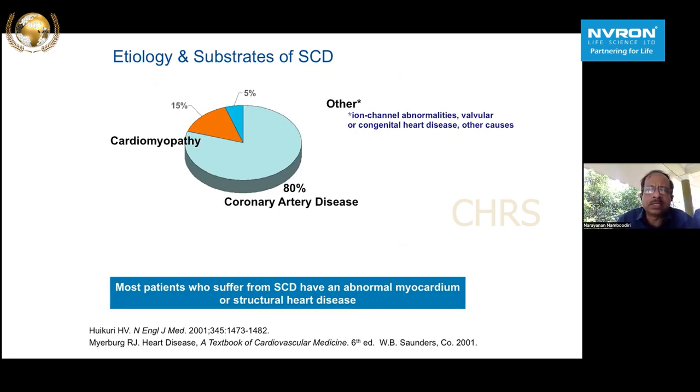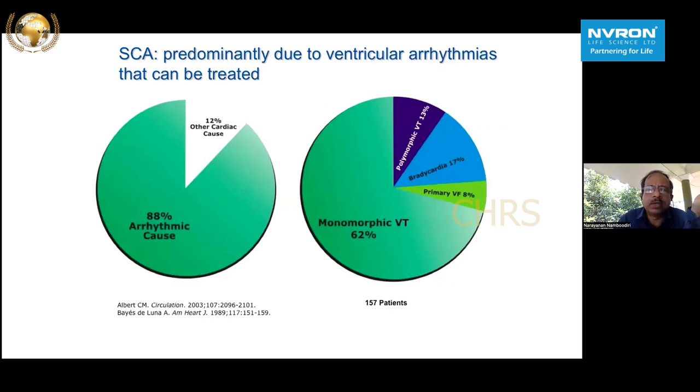80% of the SCDs are related to CAD, and 10 to 15% is related to cardiomyopathy, and almost 5% of them are related to conditions where we don't have any objective evidence of any structural heart disease or definite evidence of CAD. That could be due to conditions like channelopathy and, of course, genetic cardiac arrhythmia syndromes.